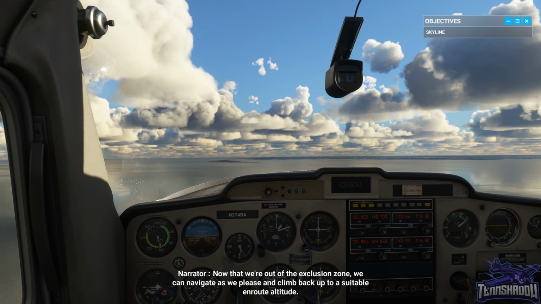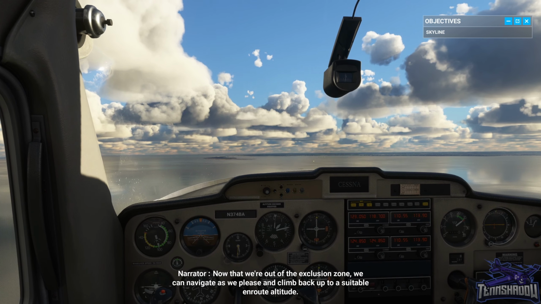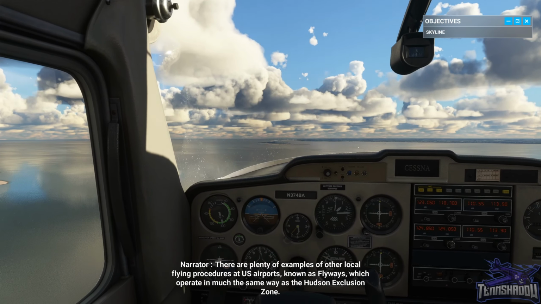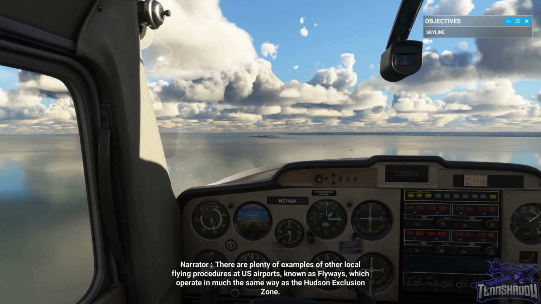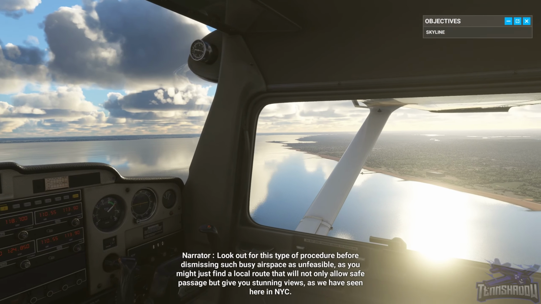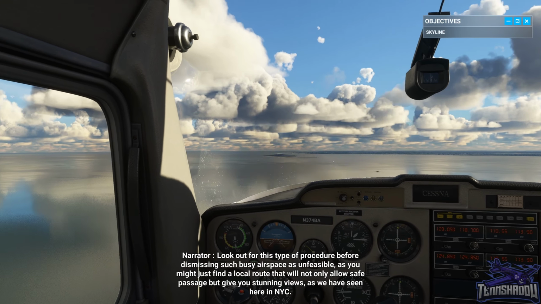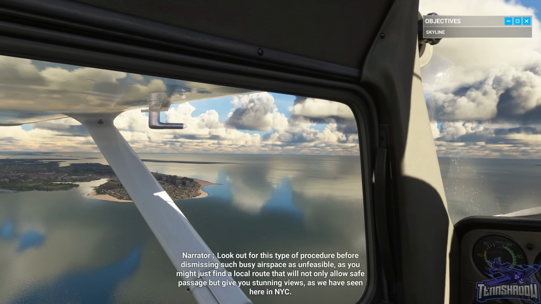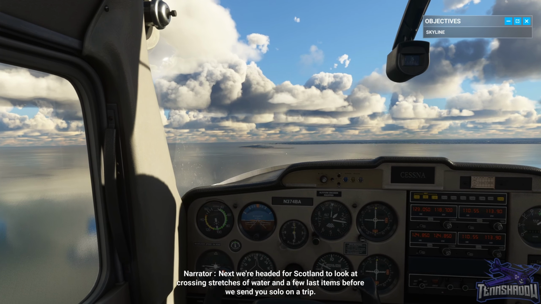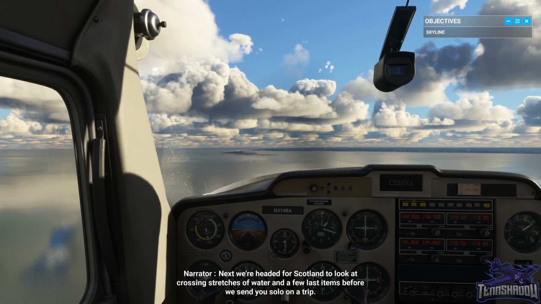Now that we're out of the exclusion zone, we can navigate as we please and climb back up to a suitable en route altitude. There are plenty of examples for other local flying procedures at US airports, known as flyways, which operate in much the same way as the Hudson exclusion zone. Look out for this type of procedure before dismissing such busy airspace as unfeasible, as you might just find a local route that would not only allow safe passage, but give you stunning views, as we have seen here in New York City. Next, we're headed for Scotland to look at crossing stretches of water and a few last items before we send you solo on a trip.